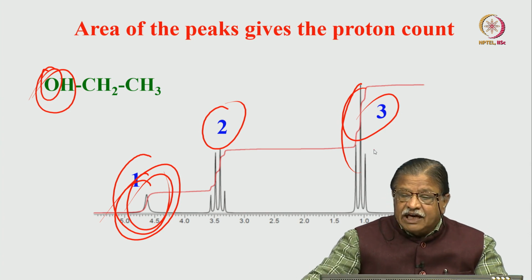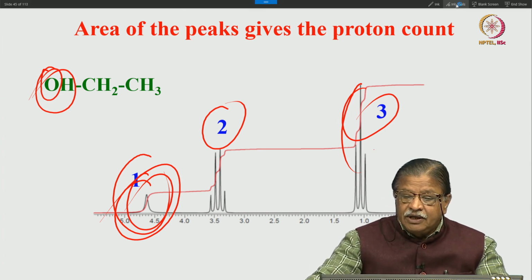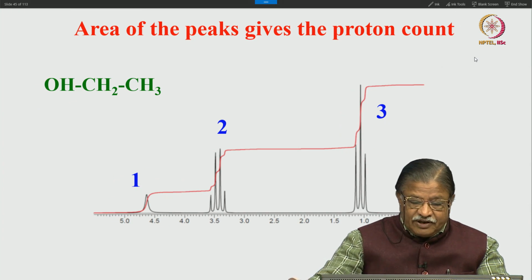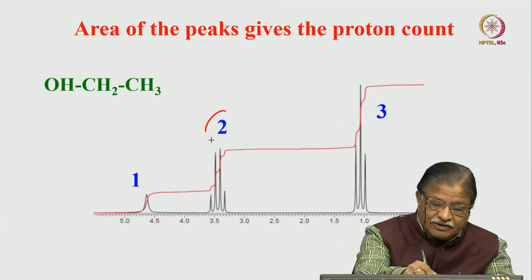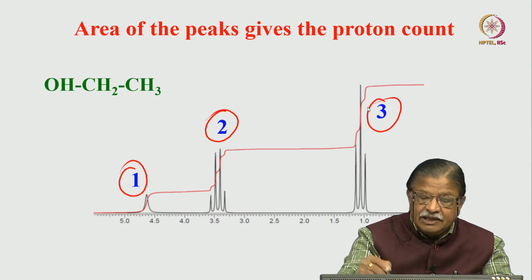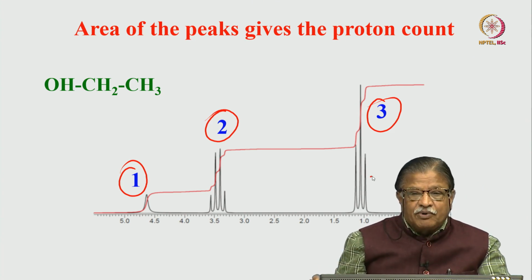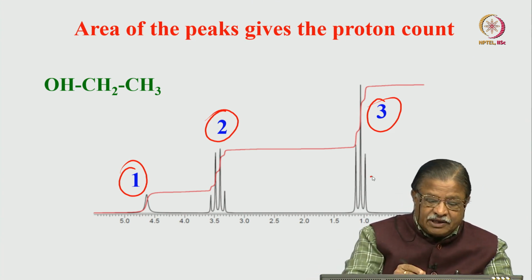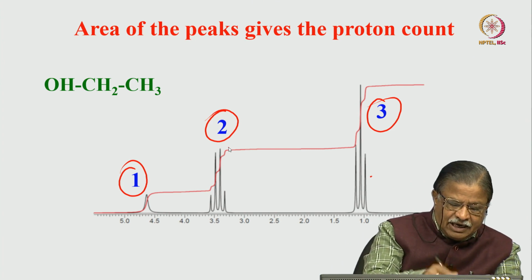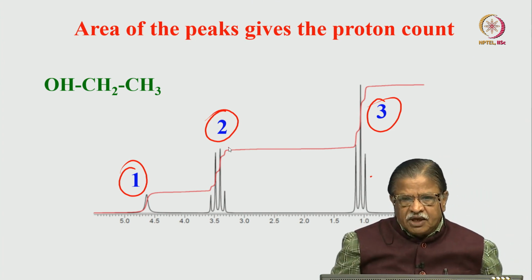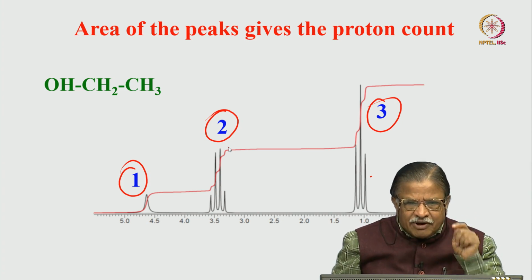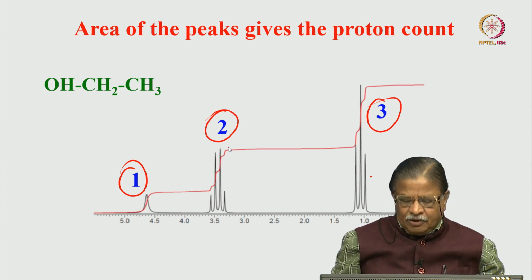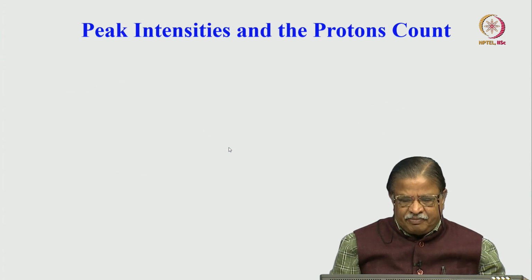But the area of the curve, if you carefully see now, it is written 3 here, 2 here and 1 here. That means the area of this curve corresponds to 3 protons, this corresponds to 2 protons and this corresponds to a single proton. So, the integral area of the peak tells you about the number of protons present in a particular group, a particular peak or the group of peaks.